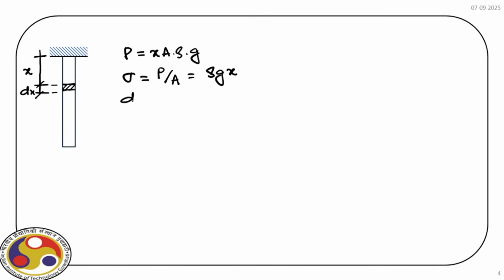Now, what is the volume of this small area marked here? It is the cross-sectional area times dx, right? So the strain energy is equal to half sigma times epsilon times dV.